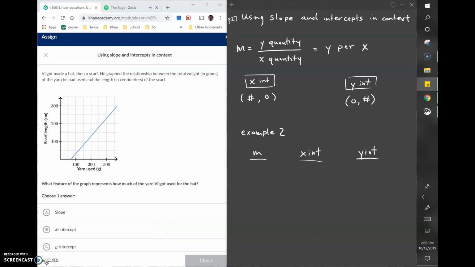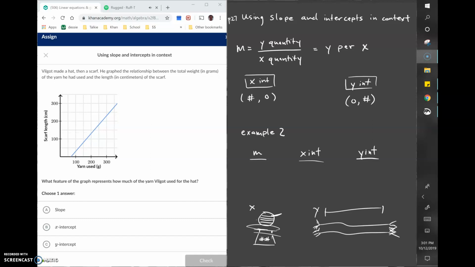Alright, go ahead and pause the video and see if you can figure out what this problem is about. Maybe even make a diagram. Alright, so this is kind of a wacky problem. This guy makes a hat, then he makes a scarf, and this graph's representing the scarf and how much yarn he used, which is the x, and how long the scarf is. So the more the yarn weighs, the longer the scarf's going to be. This asks what feature of the graph represents how much yarn he used for the hat. Since yarn represents x, we know it's asking us for the x-intercept.